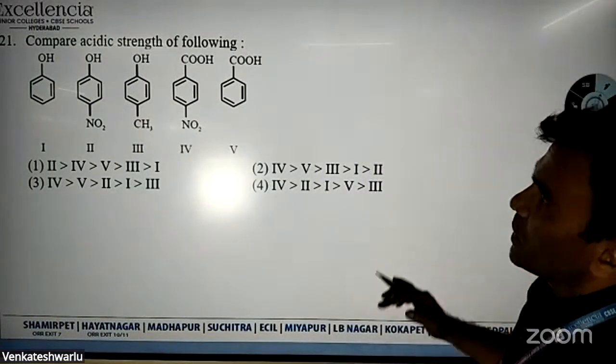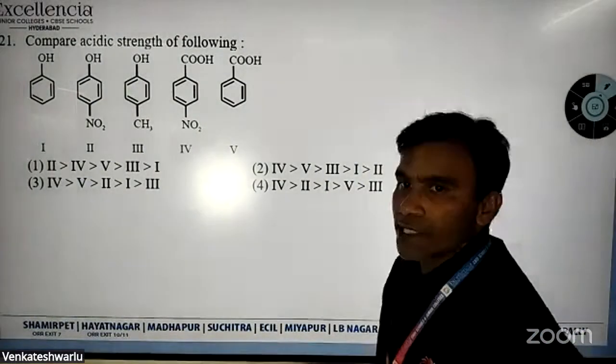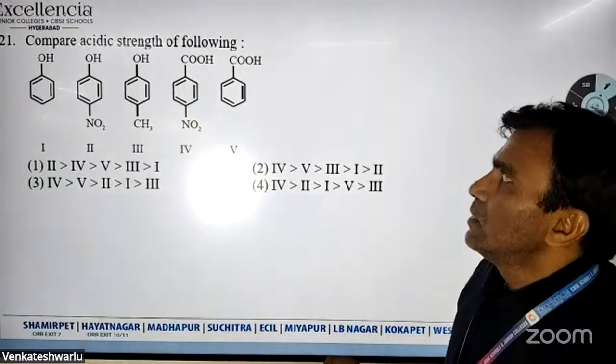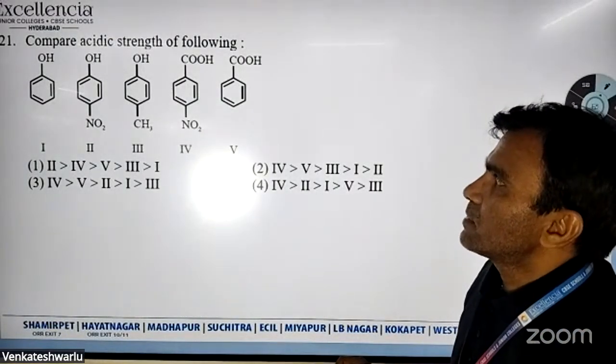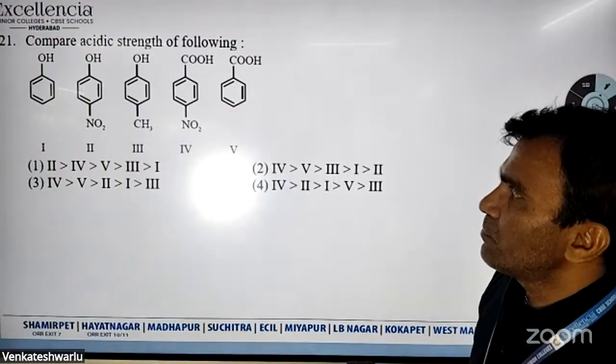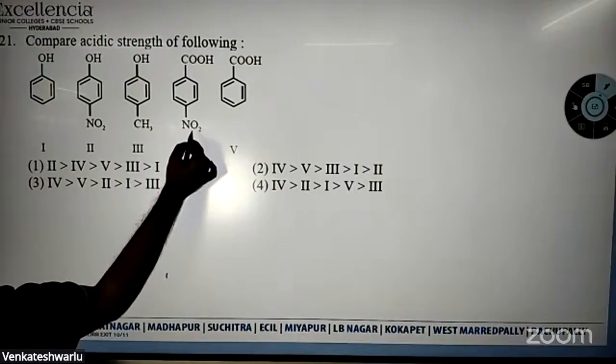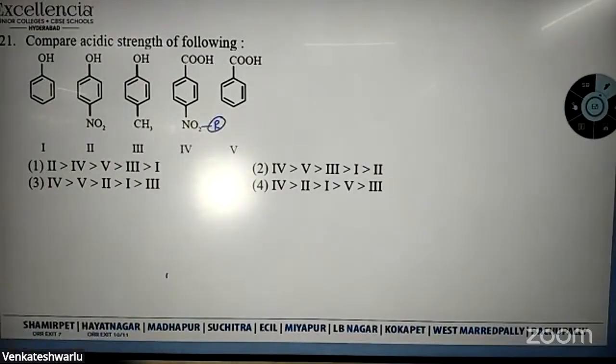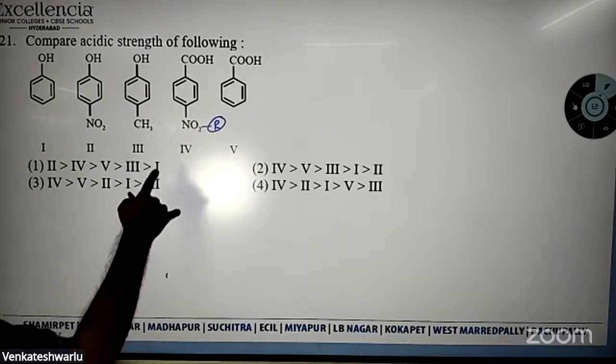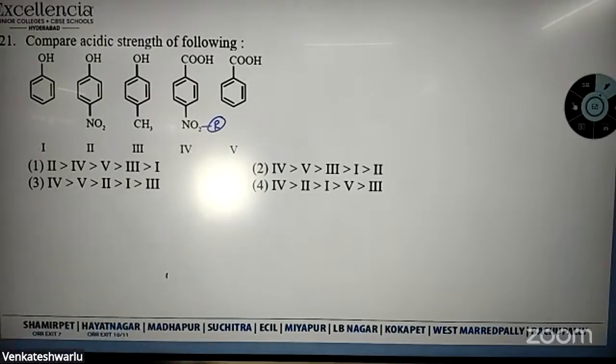Right. The next question is here. Compare the acidic strength. We know that carboxylic acids, aromatic acids are more acidic than phenols. Here the phenol has an NO2 minus R group, and there is also benzoic acid. The fourth one is the more acidic. After the fourth, the fifth one is more acidic. Fourth and fifth, after that, 2.